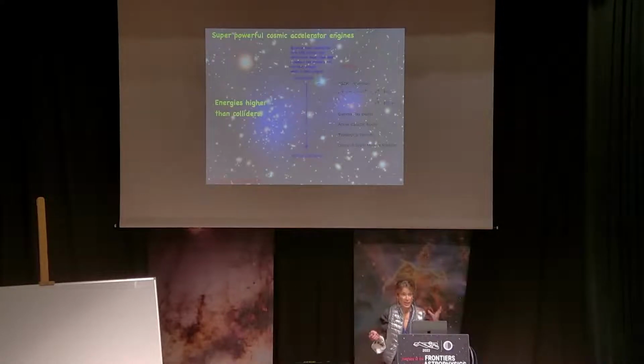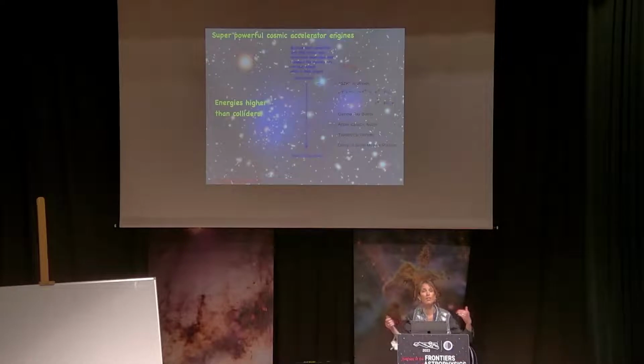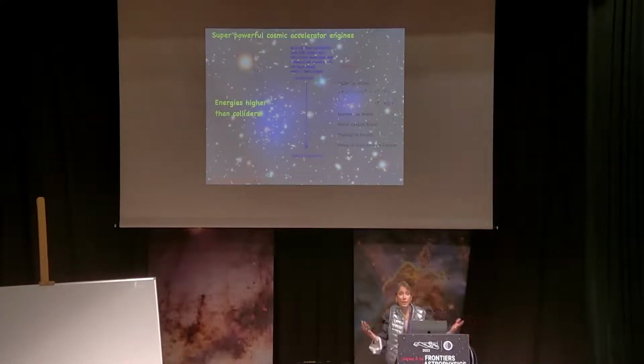Please keep in mind that the energies that these super powerful cosmic accelerators reach are much higher than those reached at man-made colliders, like the LHC, for instance. So the sources of these neutrinos: high energy neutrinos have already been detected, and ultra-high energy neutrinos should be detected also in the future. So we have GZK neutrinos, and look at this arrow.